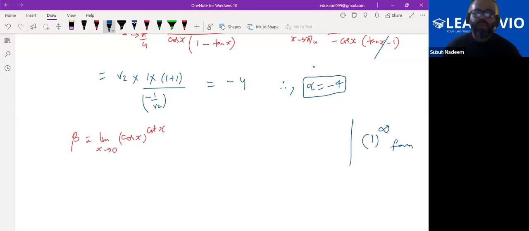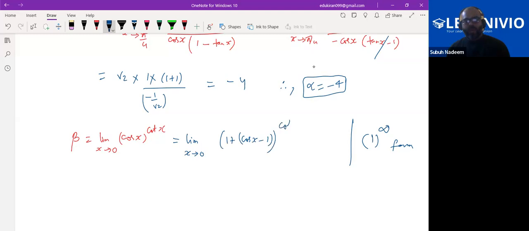So this form is more associated with the exponential function. So what we do in such a form, we write it like this: limit x approaching 0, 1 plus cos x minus 1. We first write it like this. And this is cot x. Now this term is approaching 0: 1 plus cos 0 is 1, 1 minus 1, 0. And this is approaching infinity. And this whole is approaching 1.